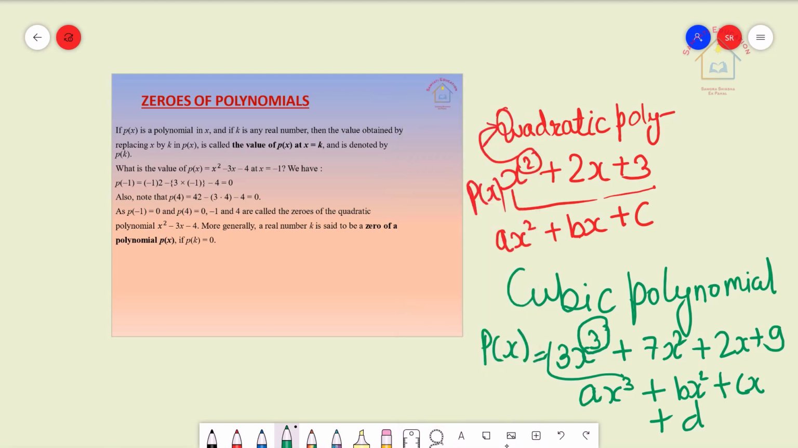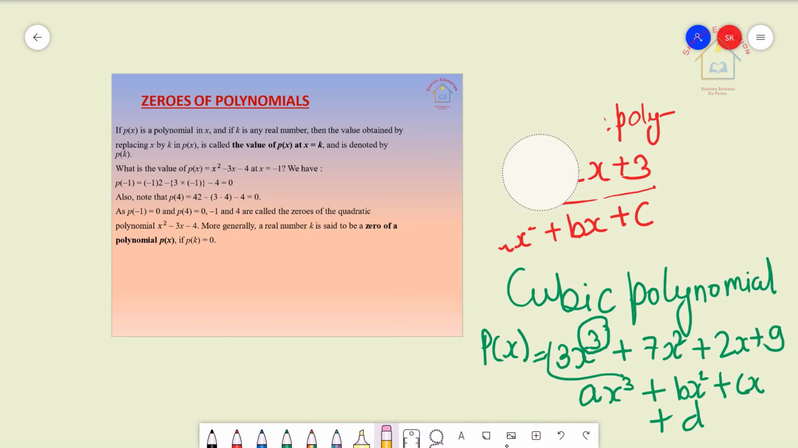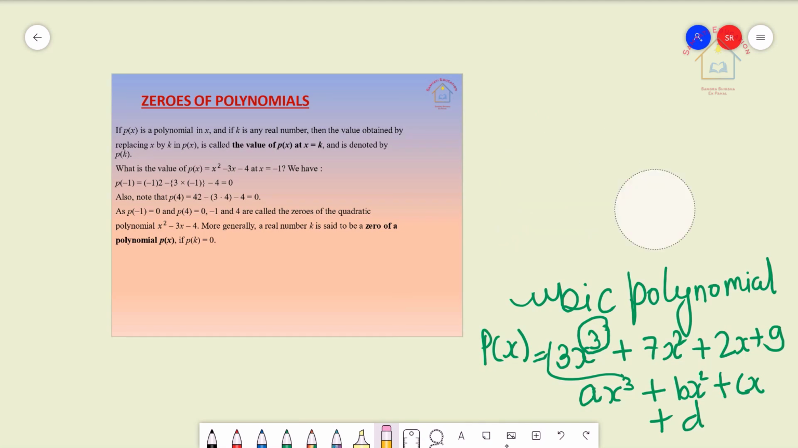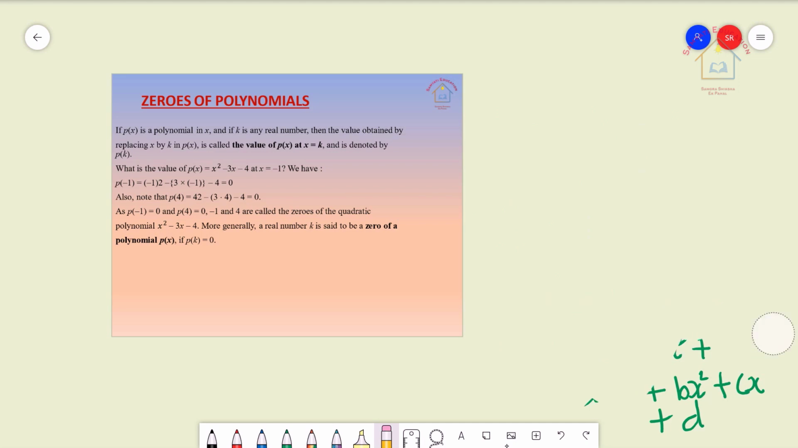Now what is zeros of polynomial? How would you know what is zeros of polynomial? Any number on which the polynomial becomes 0, the whole polynomial comes to 0, that number is called zero of that polynomial.